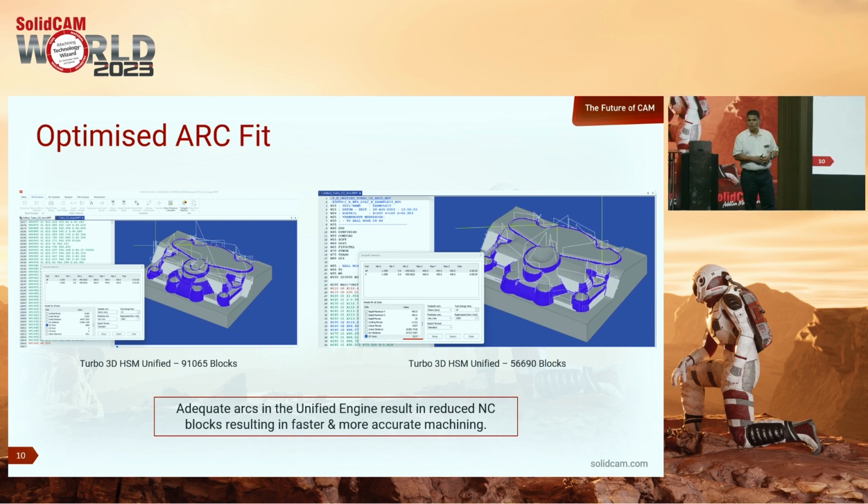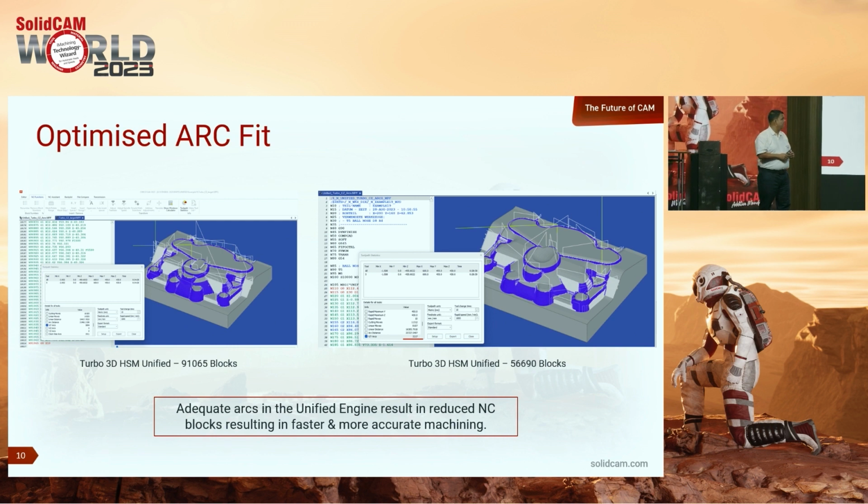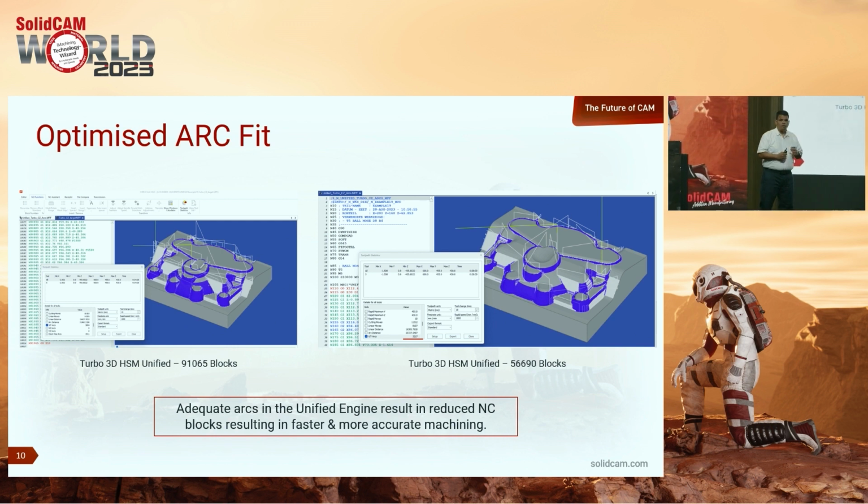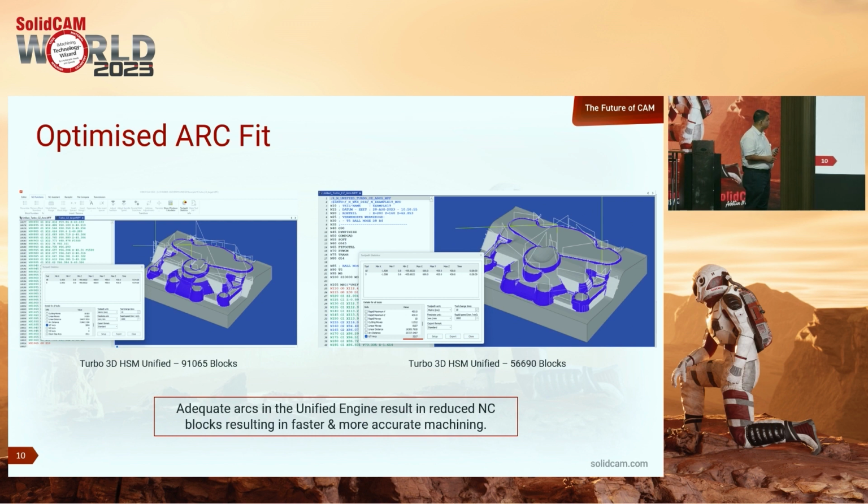I checked with my QA people on why this was happening. And then we realized that Unified generates whole arcs and not pieces of arcs, okay? Whereas Turbo generates pieces of arcs. Now just imagine that you're machining a hole, just a cylindrical hole. Turbo would generate 3 or 4 arcs on one level, whereas Unified will generate just 1 arc on that level. And that is the reason why it generates fewer arcs when you compare it with the Turbo 3D HSM toolpath.